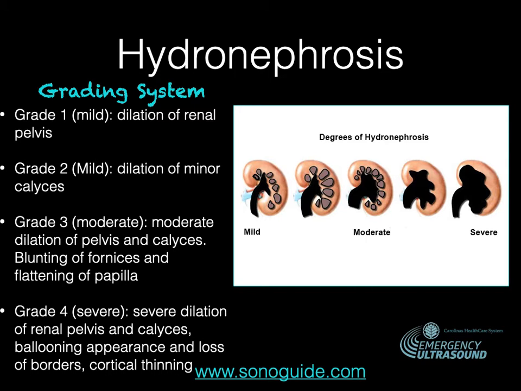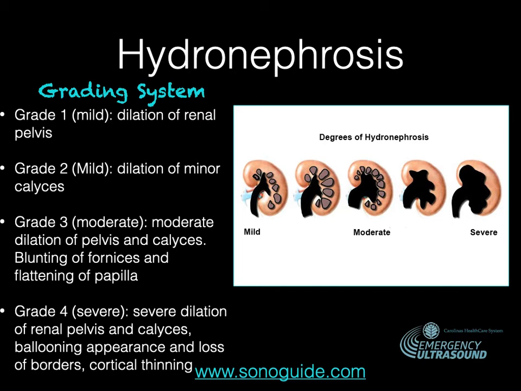Hydronephrosis is an overall scale from grade 1 all the way to grade 4, which is severe. Grade 1 is mild, so this is dilation of your renal pelvis. Grade 2 is also mild, and as you go along the spectrum, grade 2, you have dilation of your renal pelvis and now dilation of the minor calyces. When you move to grade 3, you're moving into moderate territory, and now you have not only dilation of your renal pelvis, but dilation of your renal pelvis, your minor and your major calyces. You'll see some blunting of the fornices and flattening of the papilla.